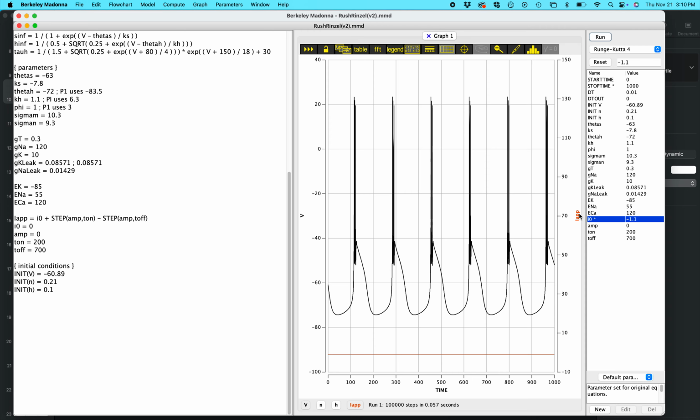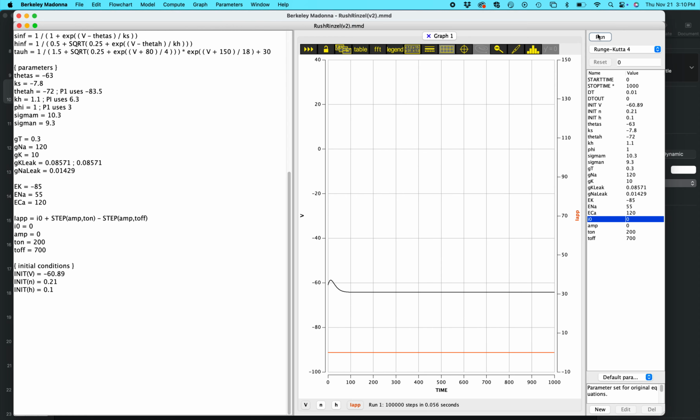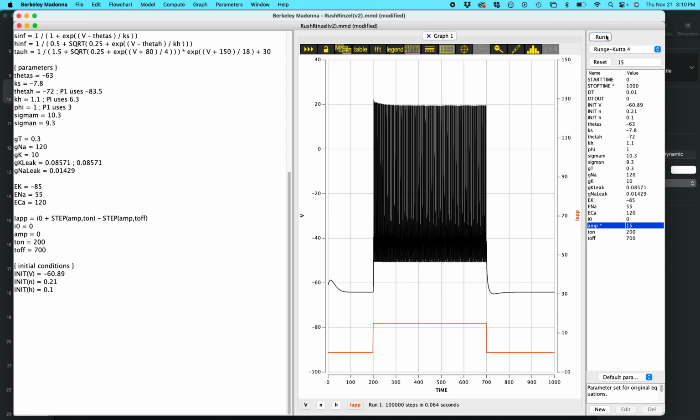Notice my right axis, I applied, goes from -10 to 150, and my red line represents -1.1, my bias current. And then my voltage solutions on the right-hand side are repetitive bursting. So if I went to 0 applied current, it should just go back to rest. It does. And now if I added an amplitude of 15, say, then I get tonic spiking.